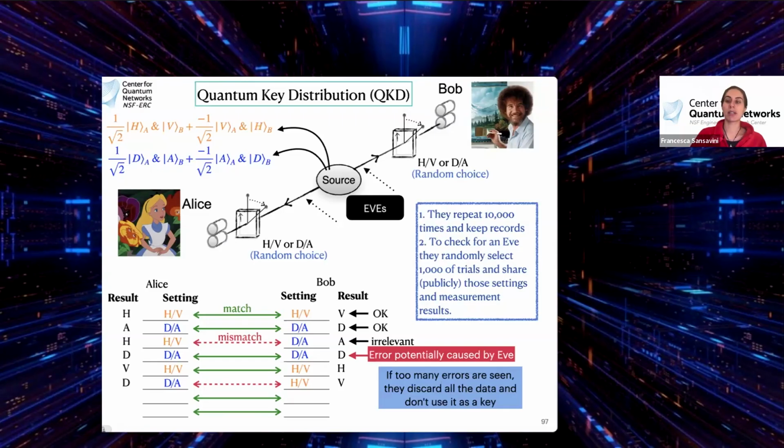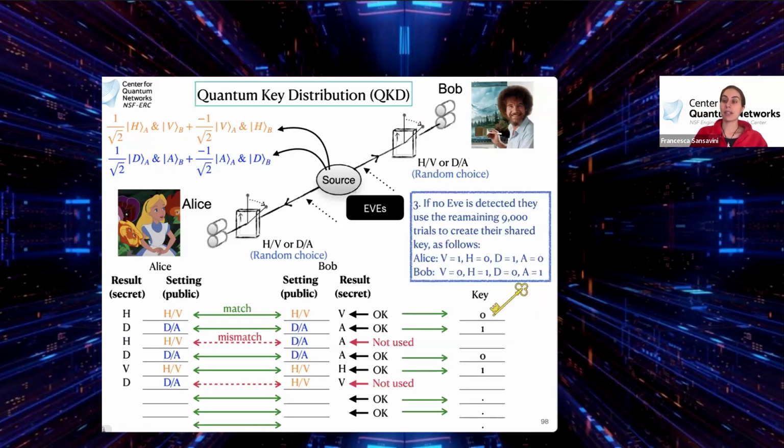To check if there is an eavesdropper, they randomly select 1,000 of these trials. Let's say they pick 2, 3, 10, 12, 20, until they get to 1,000. And then they share in a public way the settings and the results of these 1,000 trials to see if they are okay or if there are mistakes. Now, if there are too many errors, they discard all of the data and don't use it, because they know that if there are too many mistakes, somebody's listening to the channel.